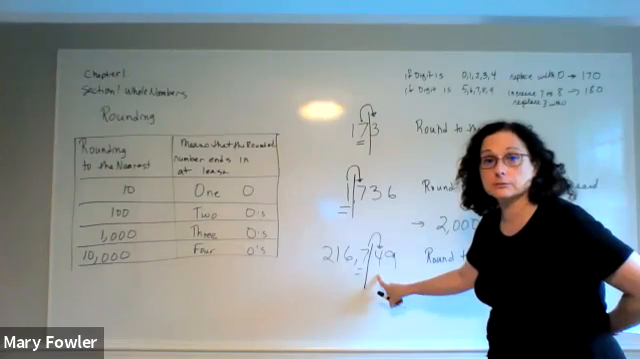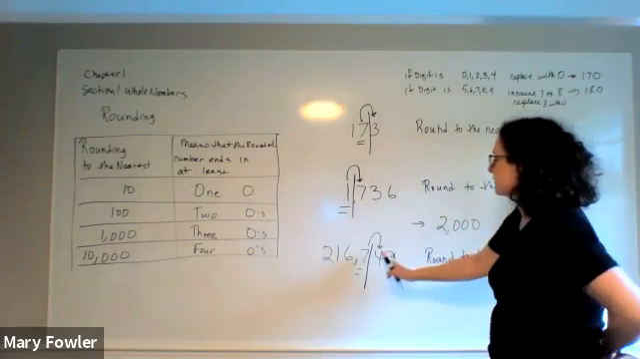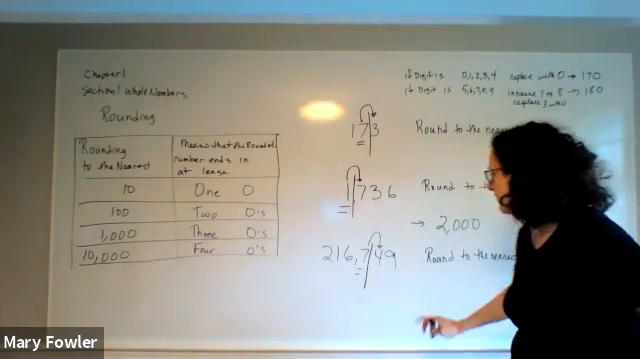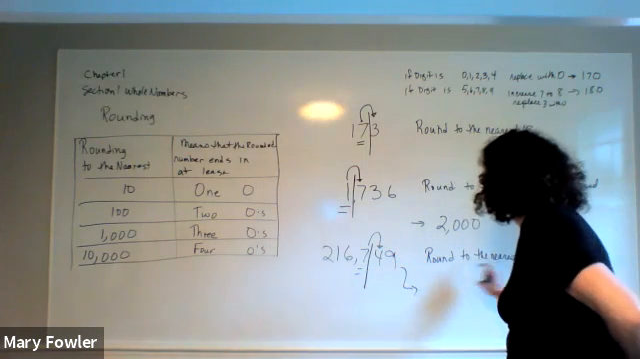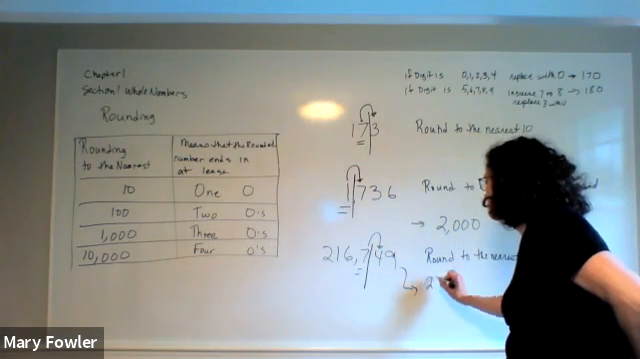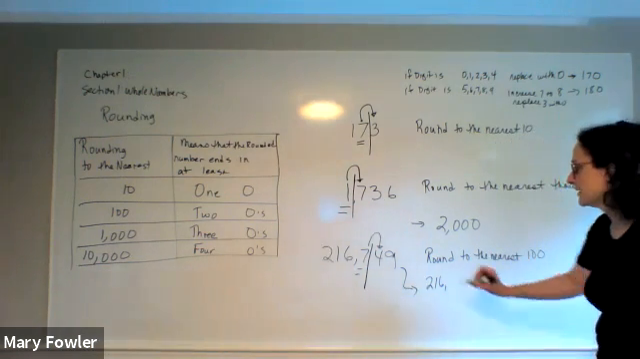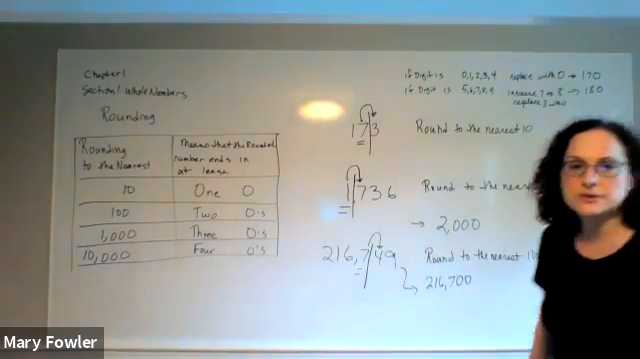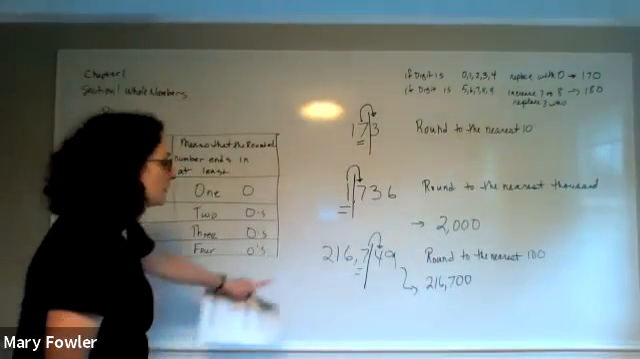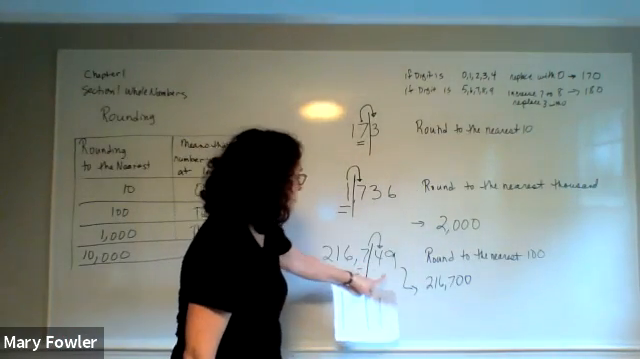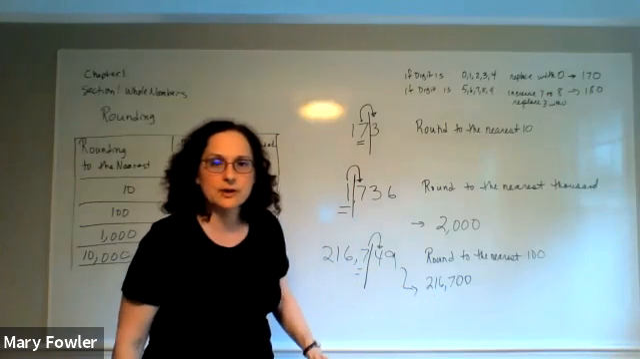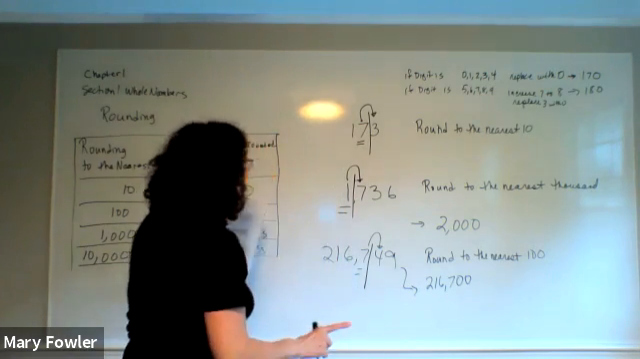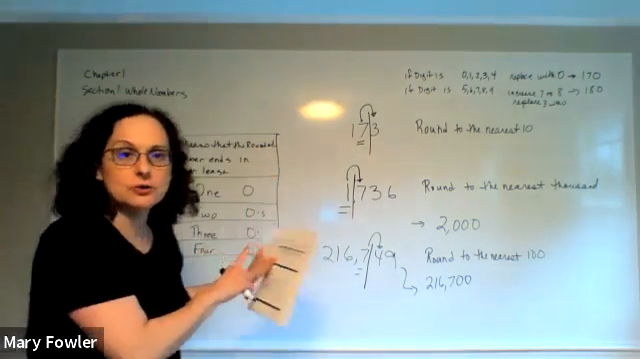It's a 4. When I'm in a 4, I just replace everything to the right of the wall with a 0, and I don't increase the 7. So this number, rounded to the nearest 100, is 216. 7 stays where it is, and everything to the right of the wall turns into a 0. So this number, rounded to the nearest 100, is 216,700.